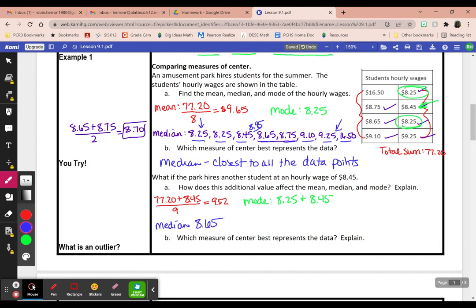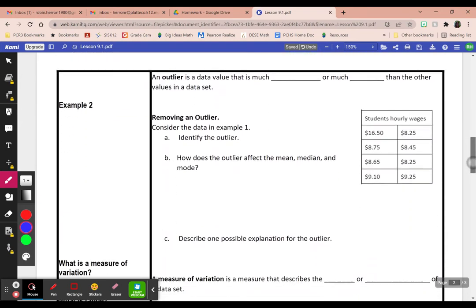Okay, so which measure of center best represents the data now? And explain. Well, again, it would be the median, right? Because same thing, the mean's a little too high. It would be clear up here at 9.52. And then the mode is down here on the lower end. So 8.65 is still in the middle, and you always want to pick the measure of center that's closest to the middle, right? So the median is still going to be our closest. Okay? All right, so on to the next screen.